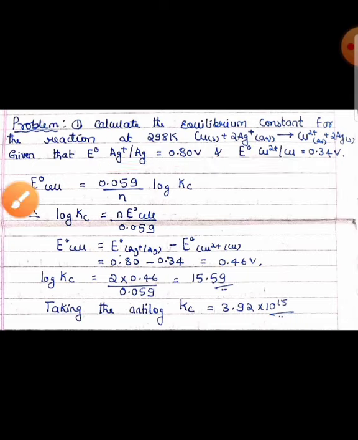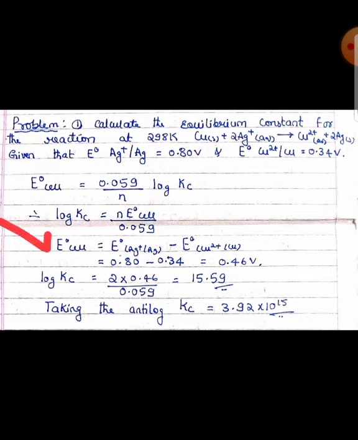volts. So we'll write the formula that E naught cell is equal to 0.0591 divided by n log Kc. As we have to find out Kc, if we take Kc this side, we'll get log Kc is equal to n E naught divided by 0.059. So let us find out first the electrode potential.